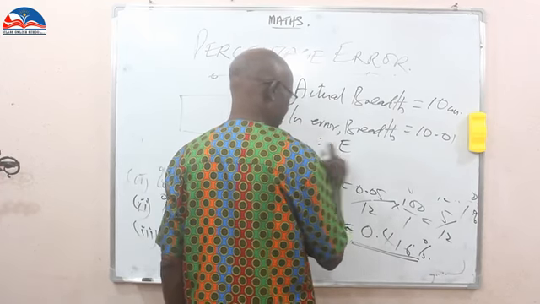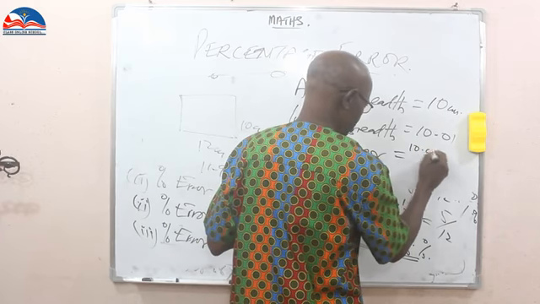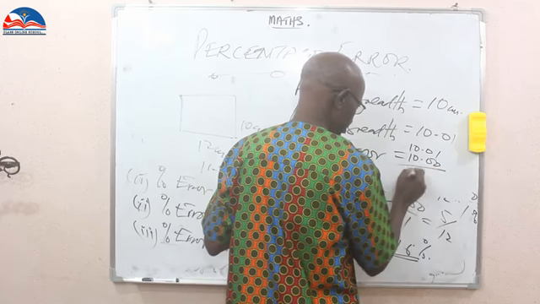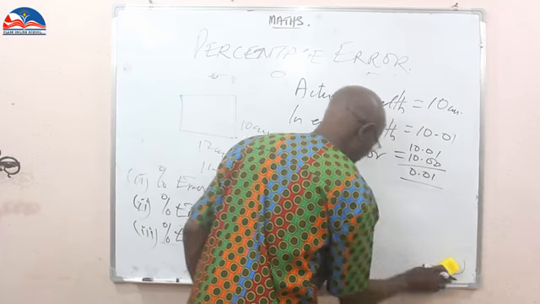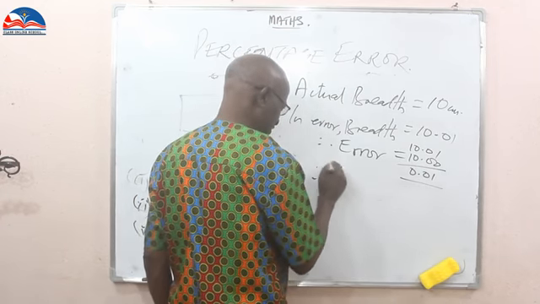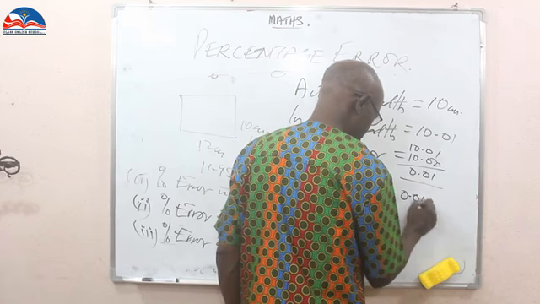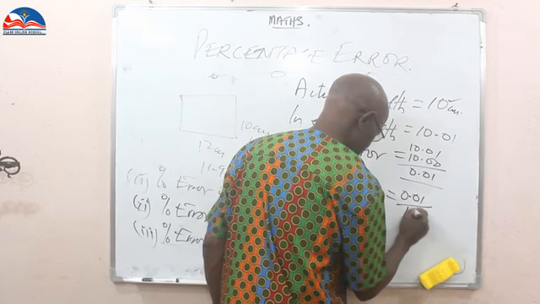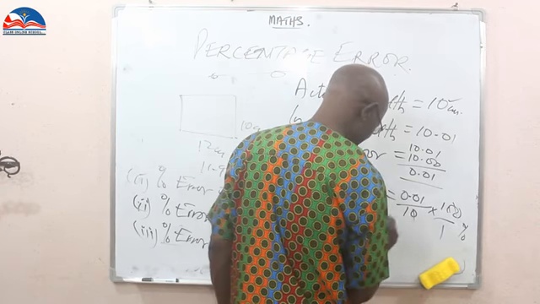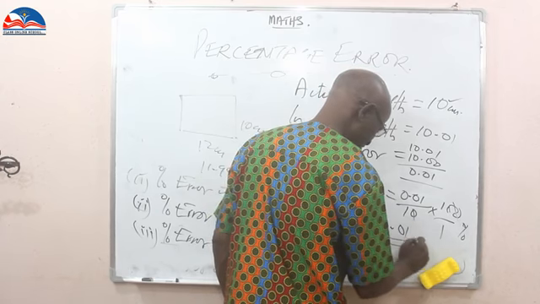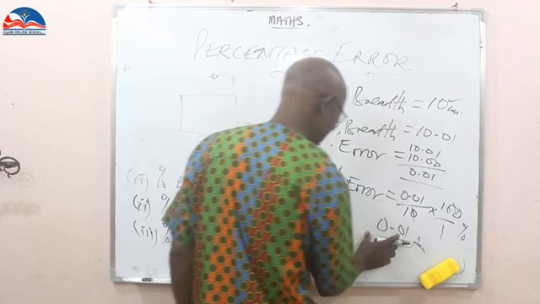Therefore, the mistake he has made, whether it could be more or less, is the same thing: 10.01 and 10.0, which is 0.01. Therefore, the error now converts to percentage error, which equals the mistake he made, 0.01, over actual 10, times 100 over 1. This gives 0.1. That's the percentage error in the breadth, not yet the error in area.